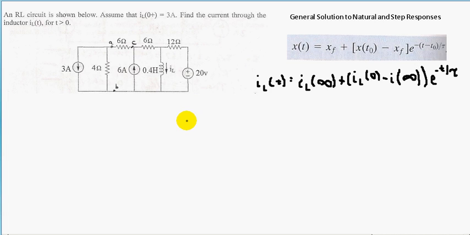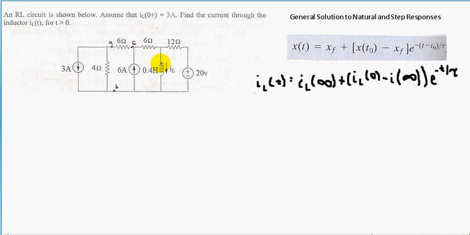Hello there. In this video, we're going to be analyzing RL circuits and using the general solution to natural and step responses to help us formulate an equation for the current through this inductor. Now notice that we have an RL circuit. We have resistors, we have independent sources, and we have an inductor.